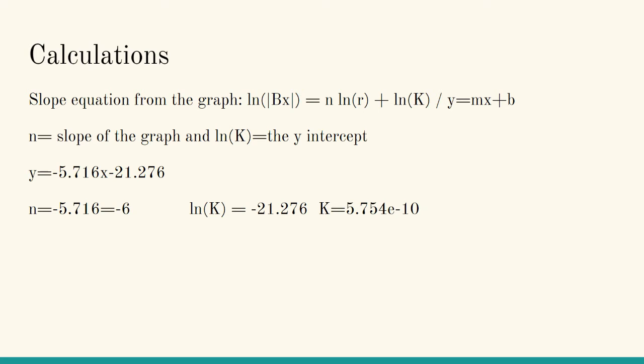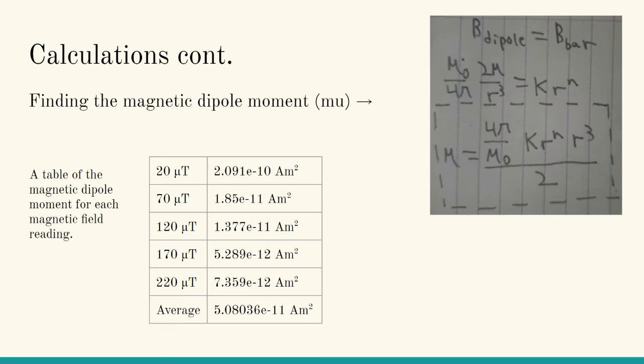For my calculations, I used the slope equation to find the n and the natural log of k by using the slope of the graph to find n and the y-intercept to find the natural log of k. And for my slope, I found that n was equal to negative 5.716 or negative 6. Then for my natural log k, I got negative 21.276, which when mathed out, k would be 5.754 times 10 to the negative 10.